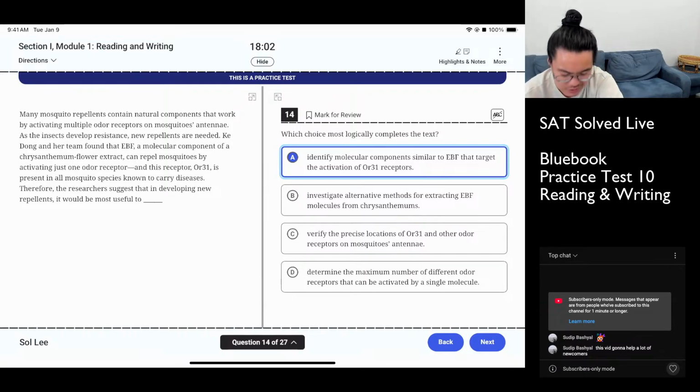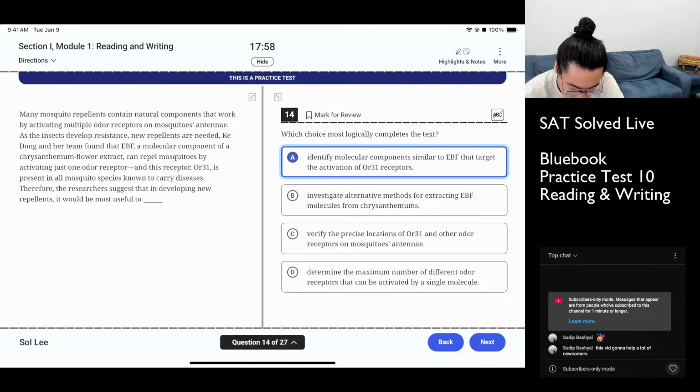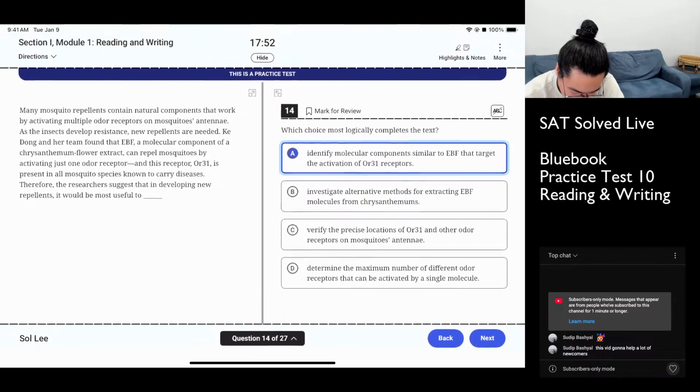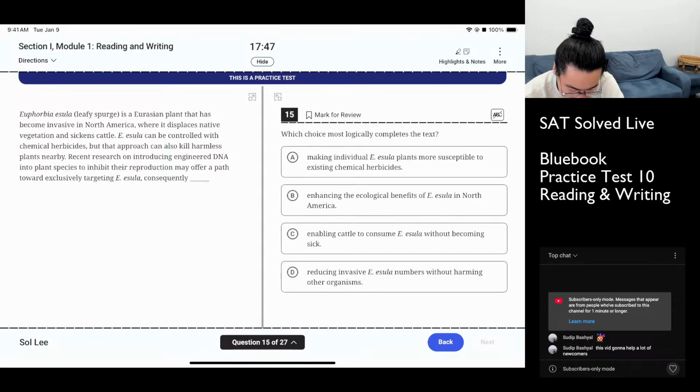I mean, similar to EBF, that's kind of a little awkward because that's not what I was thinking, but I guess that makes sense. Alternative, extracting EBF? Nope. Extracting is off topic. Nope. Location is off. And maximum number, nope. Has to be A, so we're moving on.